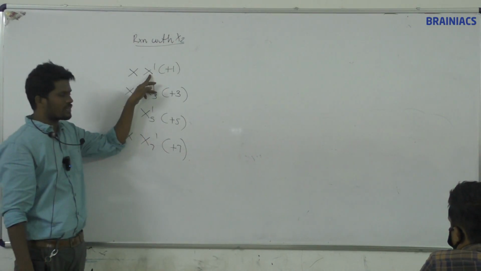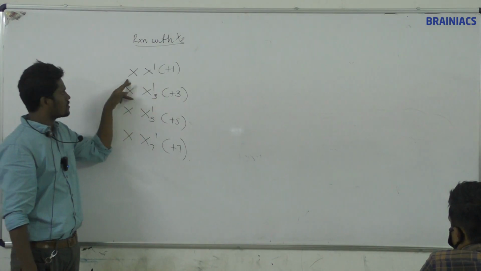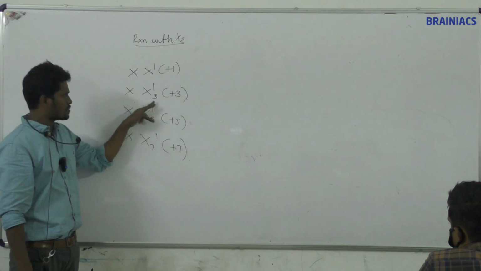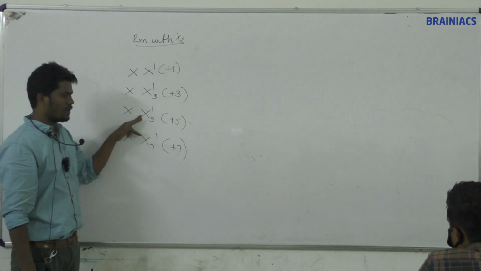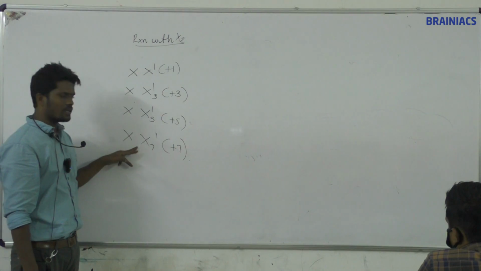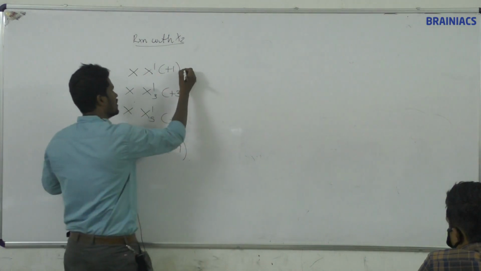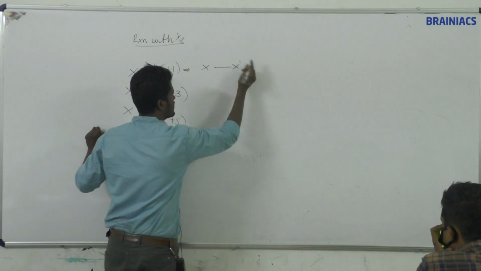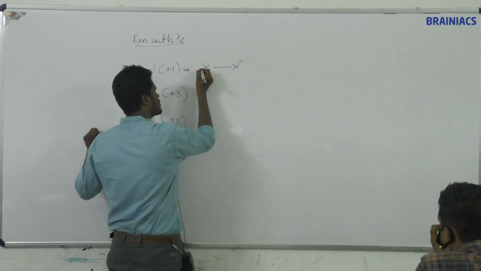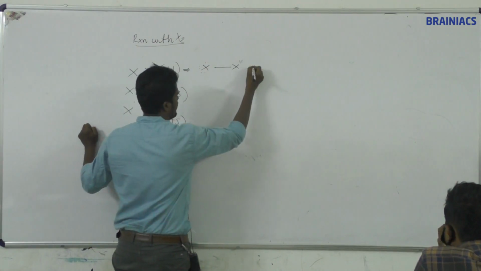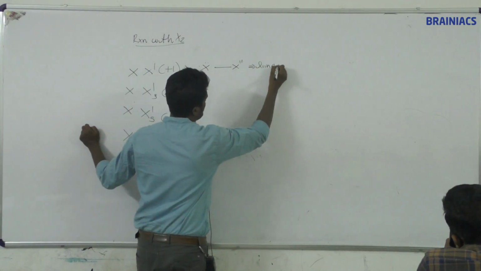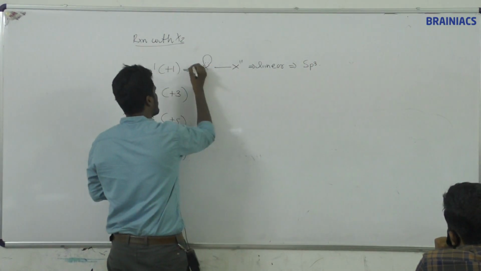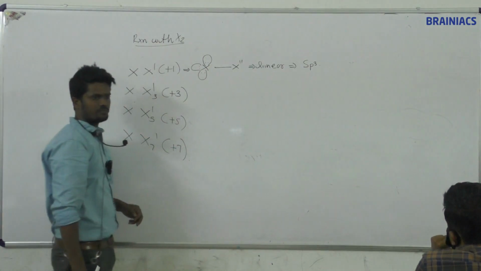The charge of X dash will be minus 1. So here it is plus 1, here it is minus 1 and it is plus 3. So 3 halogens are combined, 5 halogens are combined, 7 halogens are combined. So XX dash means X with X dash. There are lone pairs. The structure is linear and the hybridization is sp3. The total number of electron pairs is 4.